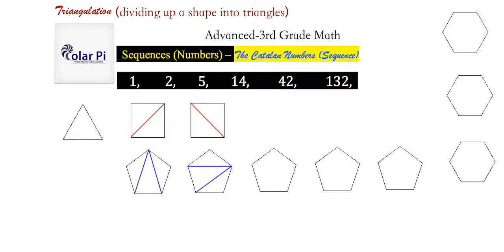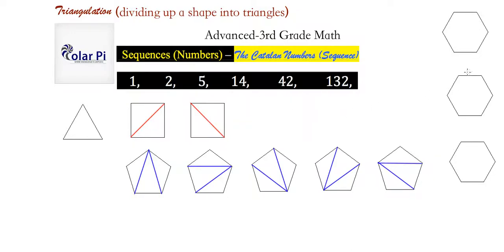So there are 2 so far, and if we continue in this manner, here's a third one starting from this corner, then a fourth one starting from this corner, and then a fifth and final one starting from this corner. Notice that if we next go to this corner, we're back to where we started. So these are all the different ways to triangulate a pentagon, and therefore the third Catalan number is 5. And then the next Catalan number is 14.